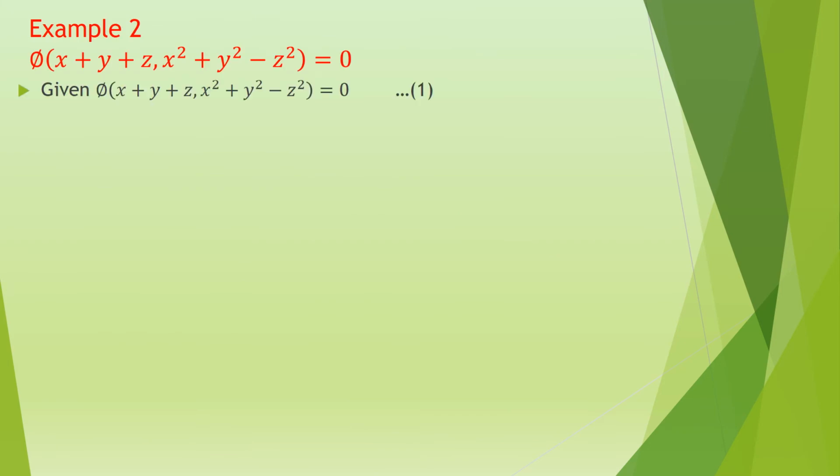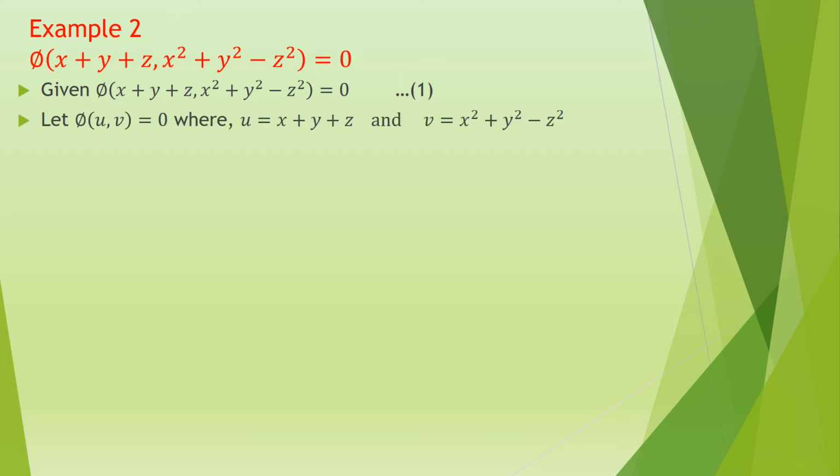Another example, form PDE by eliminating arbitrary function here. Phi of x plus y plus z comma x square plus y square minus z square equal to 0. Here the function is phi of x plus y plus z comma x square plus y square minus z square equal to 0. Here the function is not explicitly mentioned, so it is an implicit function. So how to form PDE whenever this type of function is given? So let us consider the given function as equation 1.